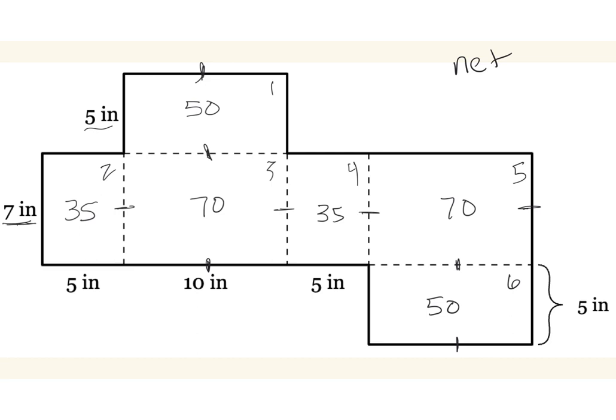Adding those together, we have 50 plus 35 plus 70 plus 35 plus 70 plus 50 for a total of 310. Now we have to figure out our units, and we know that area is a two-dimensional measurement, so this will be inches squared, with that little 2 up above the inches.